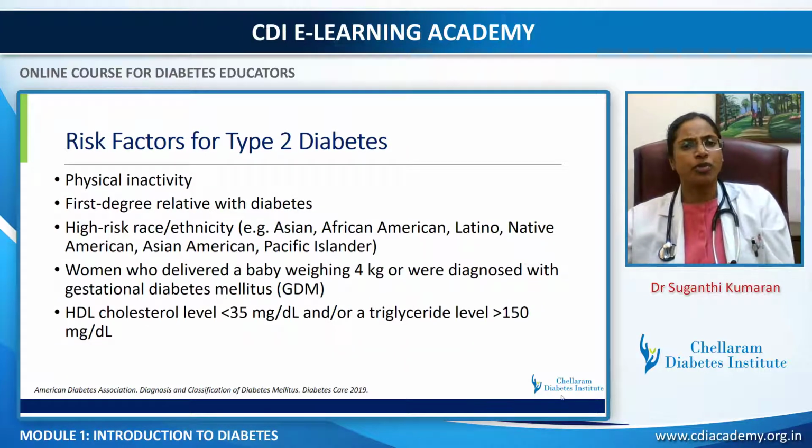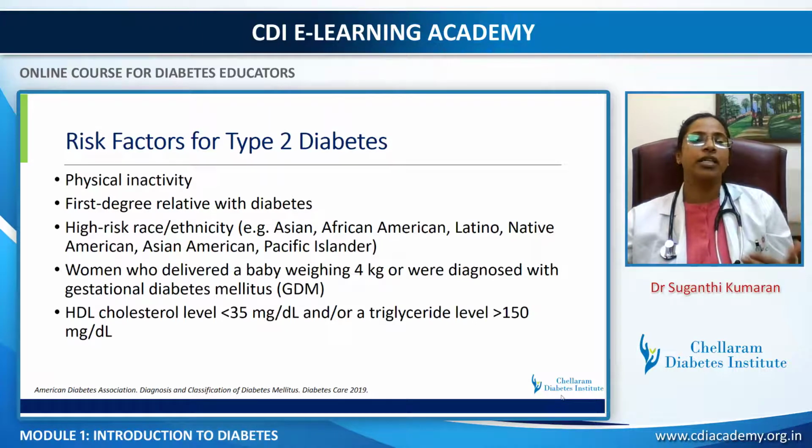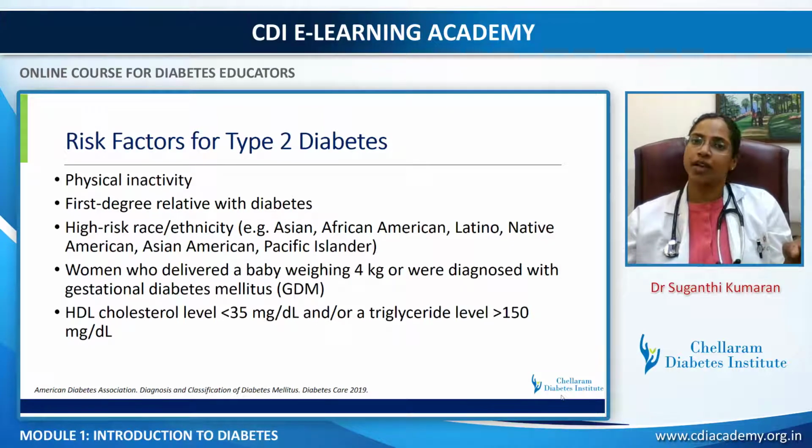So what are the risk factors for type 2 diabetes? Physical inactivity, which causes a sedentary lifestyle, and central obesity. First degree relatives with diabetes. There are certain ethnic groups which are known for developing diabetes, like Asian population, African Americans, Latinos, Native Americans, Asian American. So even though the Indians, for example, Asians, have settled in America, they seem to have a higher incidence of diabetes when compared to Americans themselves.